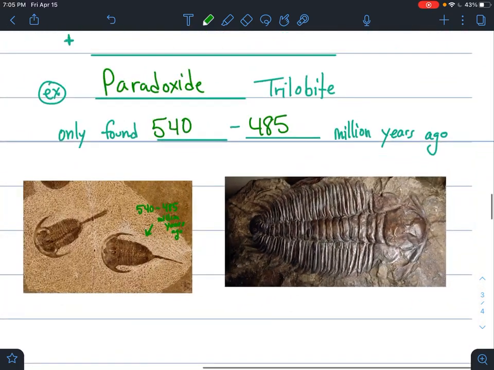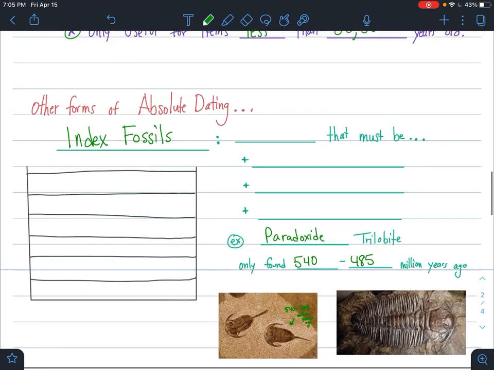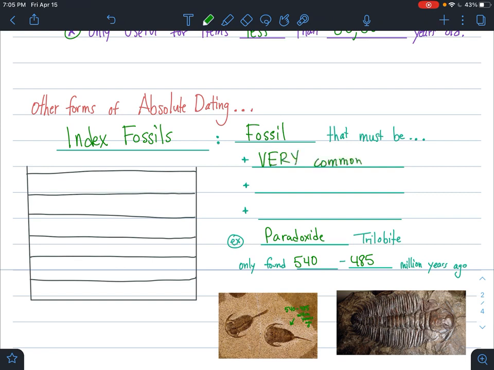You can see that fossil over here as well. There's another example of that fossil. So in order for something to be considered an index fossil, it must be very, very common. So common that it could be found all across the world, in layers on all areas of the globe, found all around the world.